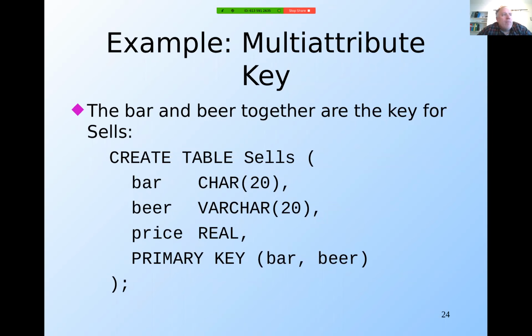If you made the primary key just bar, that would screw everything up. If the primary key here for sells was just bar, what would happen? That would mean I could have the bar of Rex, and that would basically screw things up. If I say that the bar is the primary key of sells, that means that a bar can only sell one type of beer, period. People see that?